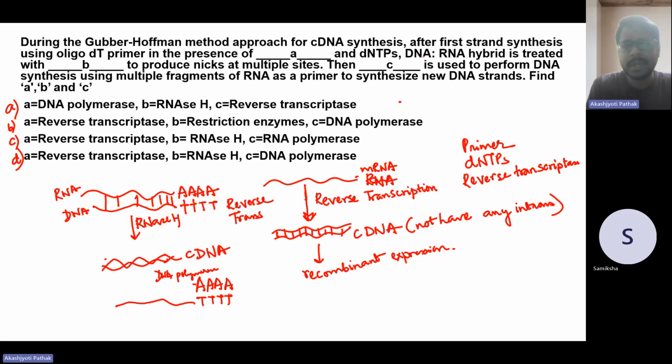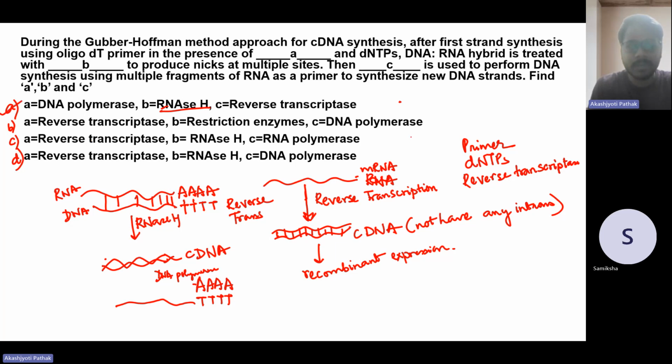In the next step, what is done? After the synthesis of the first strand, you will get a DNA-RNA hybrid. Now this DNA-RNA hybrid is treated with dash to produce nicks at multiple sites. That is RNase H. And then dash is used to perform DNA synthesis using multiple fragments of RNA as primer to synthesize new DNA strands. That is DNA polymerase.